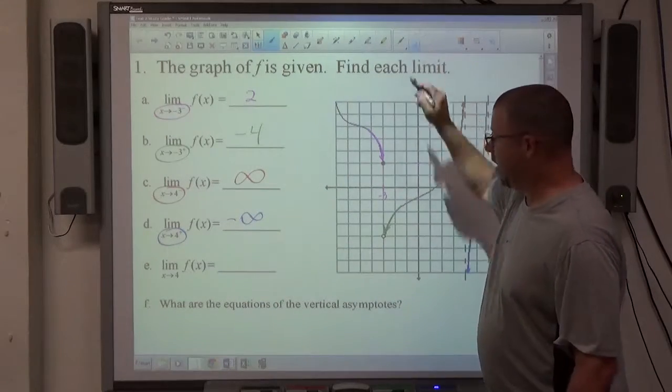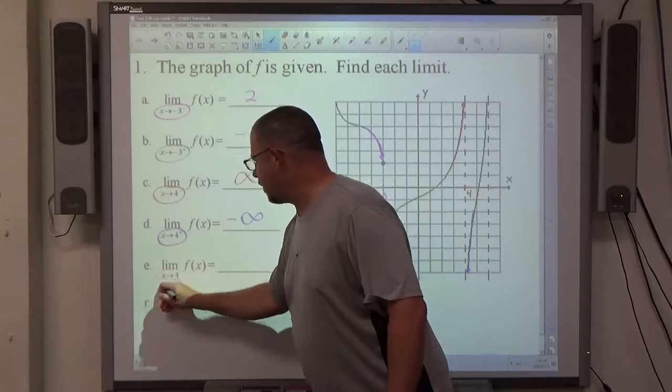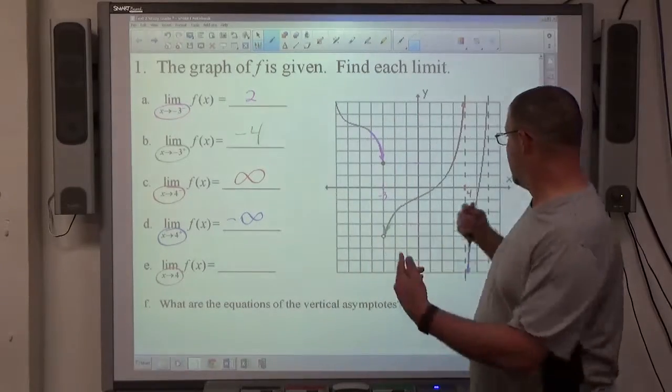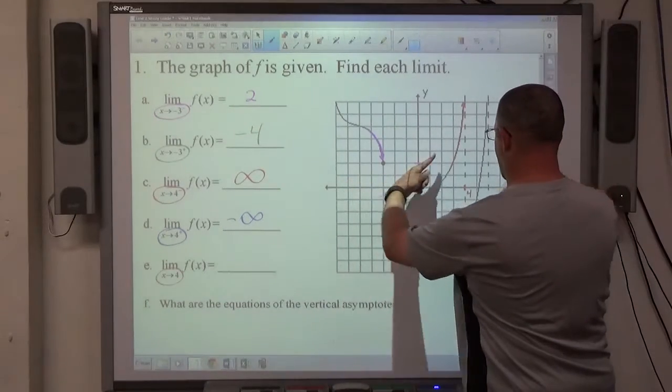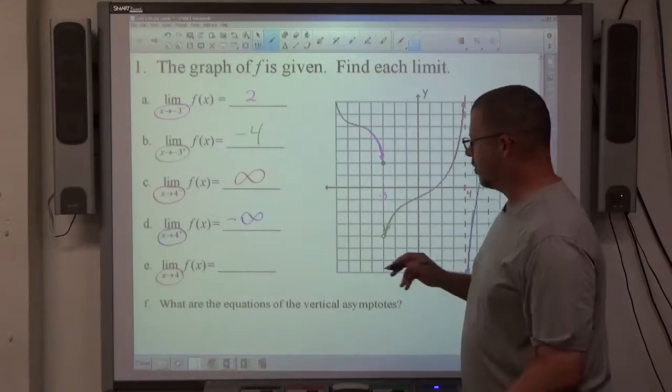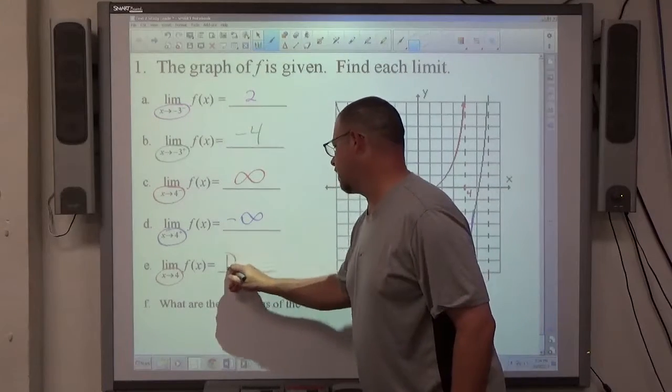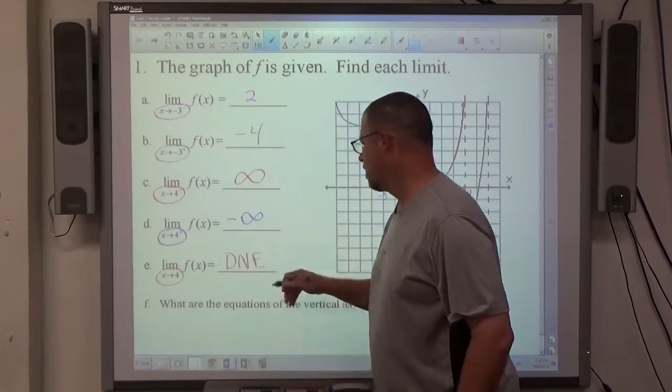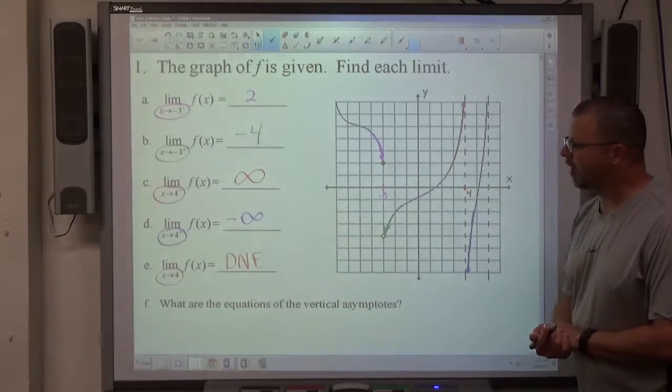For the limit as x approaches 4, not from the left or the right, but just as it approaches 4 in general, the left and right hand limits are going different directions, which tells me the limit itself does not exist at 4. The only way a limit can exist is if its left hand and right hand limits are equal to each other.